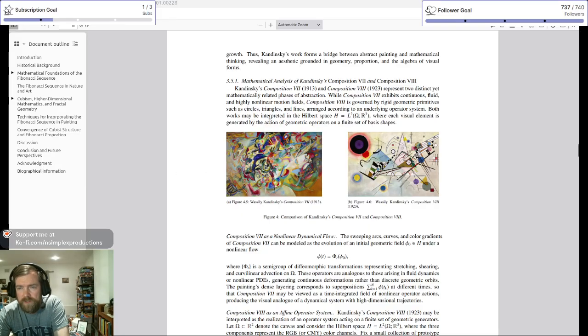Both works may be interpreted in Hilbert space, H equals L squared of omega, omega in R3, where each visual element is generated by the action of geometric operators on a finite set of basis shapes.